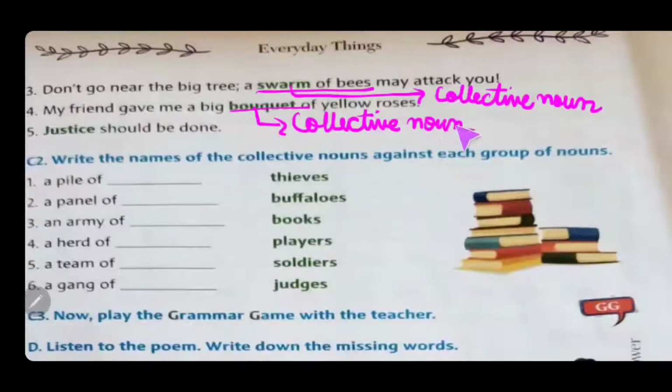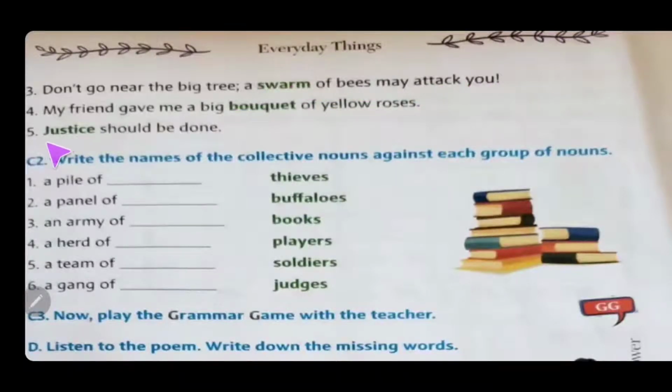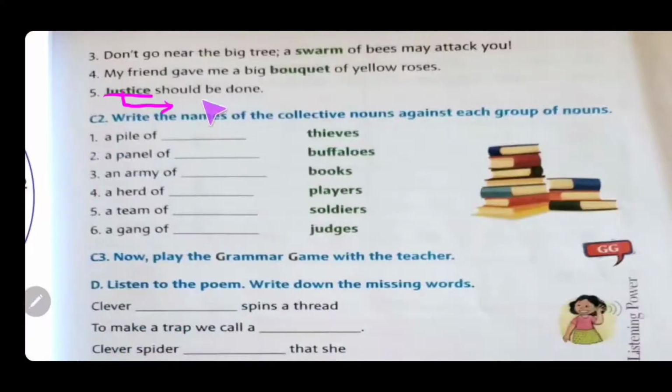Now, justice should be done. Can you see justice? Can you touch justice? Can you feel, see, or hear justice? No. So justice is an abstract noun.